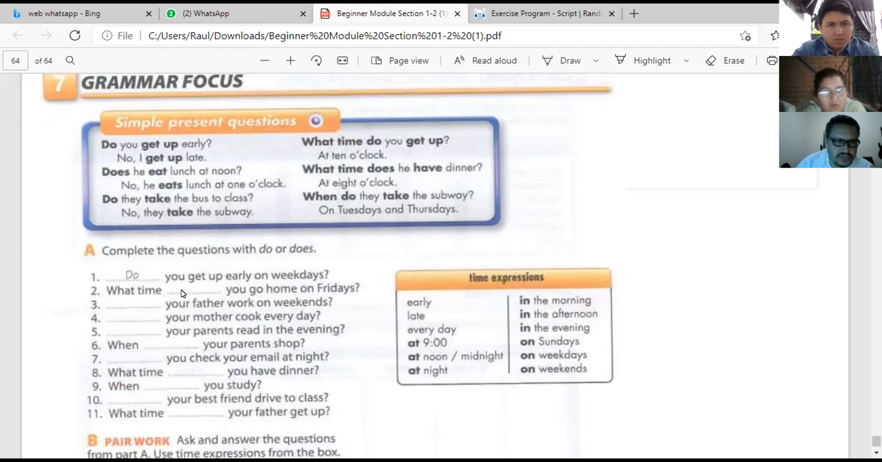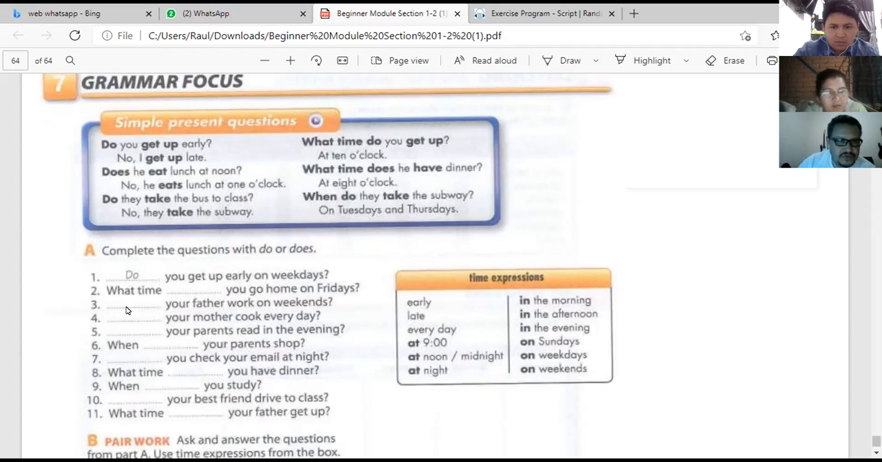En la 2, what time do you go home on Fridays. Sería do, porque para duda. Luego sería en la 3, la 4 y la 5, does your father work on weekends. Pero ahí dice your, entonces does your father work on weekends, ¿cierto, teacher? Yes, that's correct. Number 3, right? Does your father work on weekends? That's correct, because it's the father, it's he. Porque es tercera persona, ¿verdad? Correct, yes, you're right.